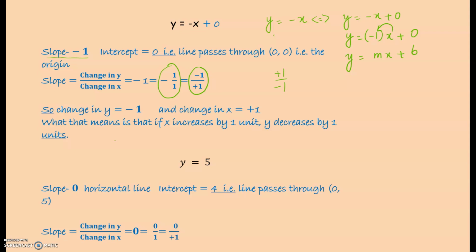A positive sign is an increase. So as x increases by 1 unit, y decreases by 1 unit. Remember that the change in y is the numerator, the change in x is the denominator. So as x increases, because that's a positive sign, by 1 unit, y decreases, because we have a negative sign.